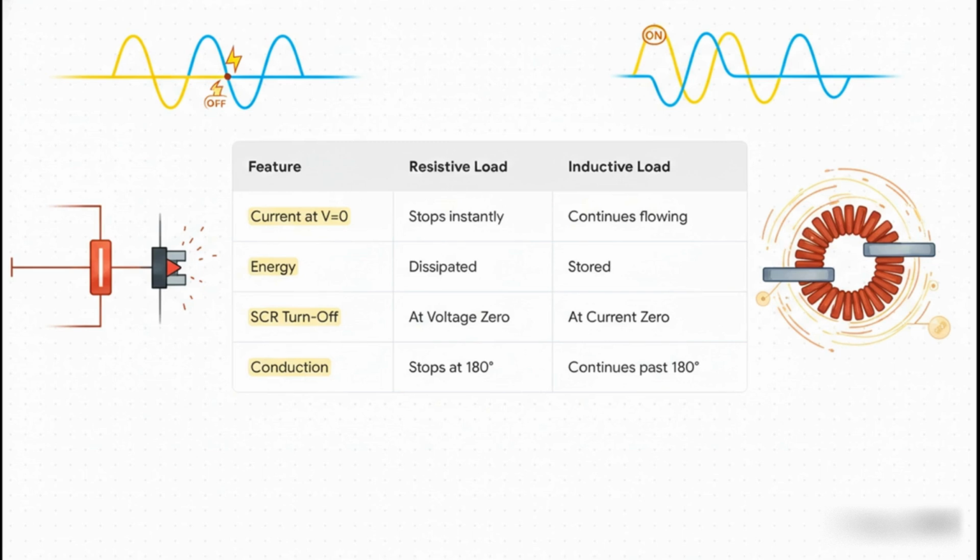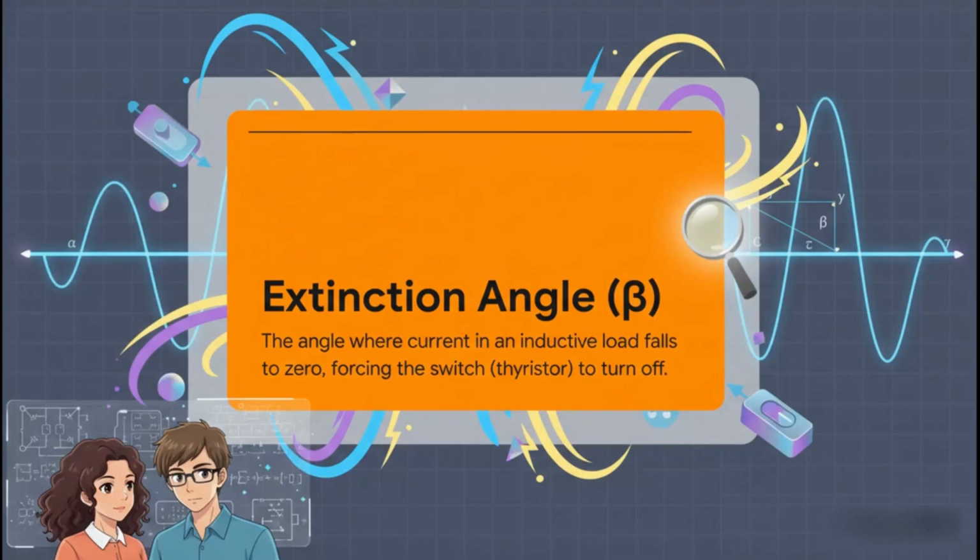This is huge. It means our thyristor switch doesn't turn off when the voltage hits zero. It stays on, conducting, until the current itself finally gives up and falls to zero. This changes everything. And that brings us to a brand new term, the extinction angle, which we call beta. So, if alpha is the angle where the switch turns on, beta is the angle where the current finally dies out and forces the switch to turn off.